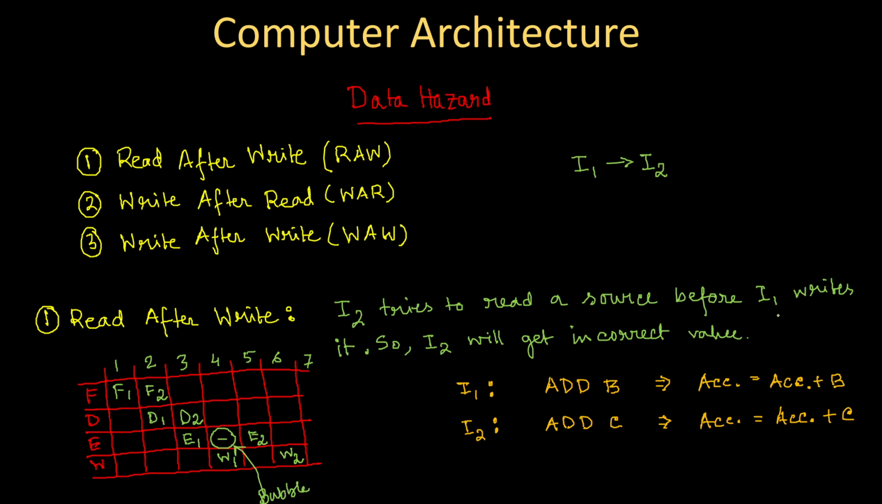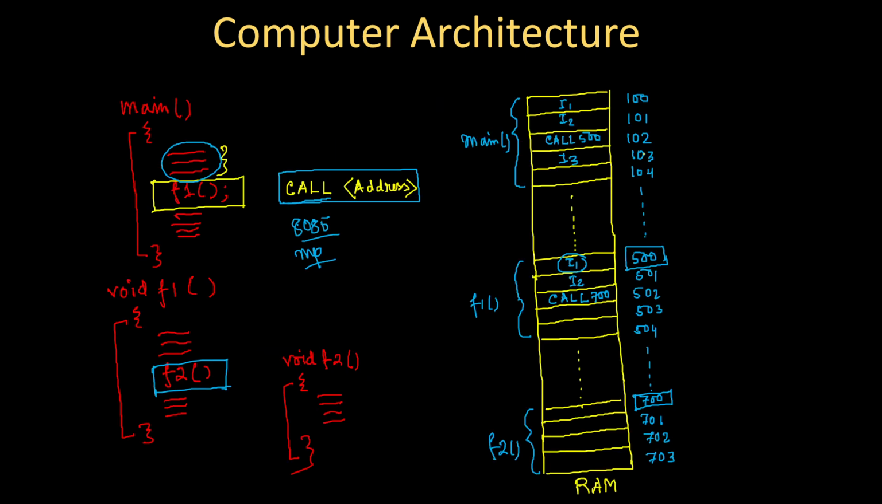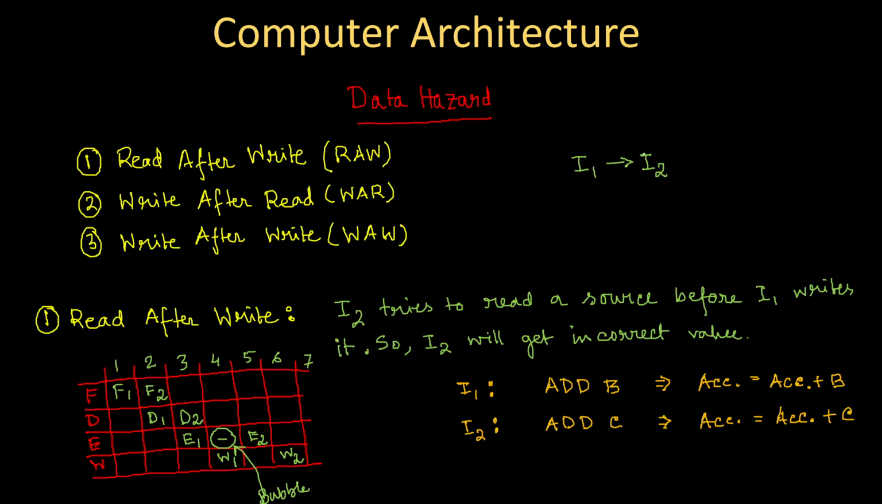This is the same example we discussed in the previous class, written over here. However, we had not yet defined at that time what type of hazard it is. But the example we saw in the last class is basically an example of a read after write hazard.